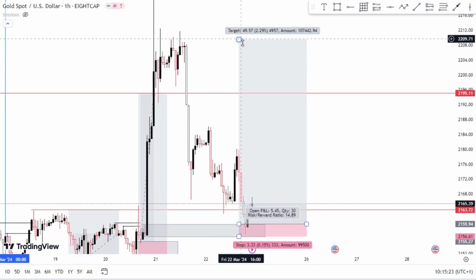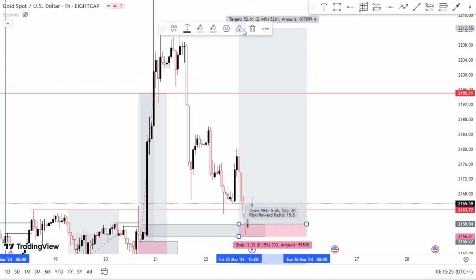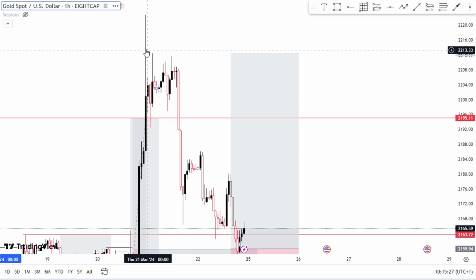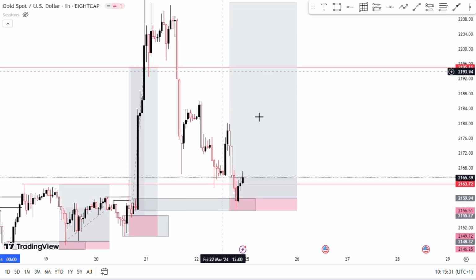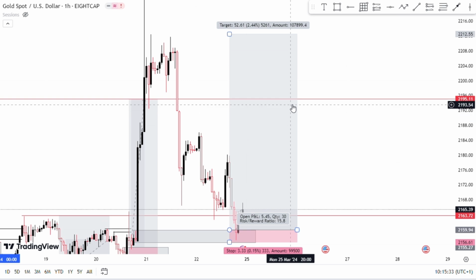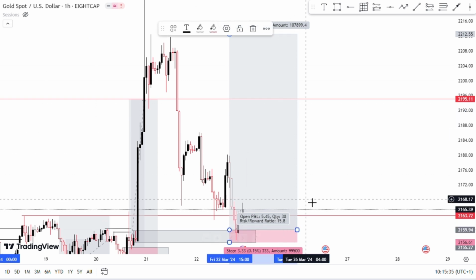Your take profit, you can set it at this swing high here, because there is a lot of liquidity here. The price can probably come to take it, you understand? So you can set your take profit here. So this is 1:15. Can you see 1:15?